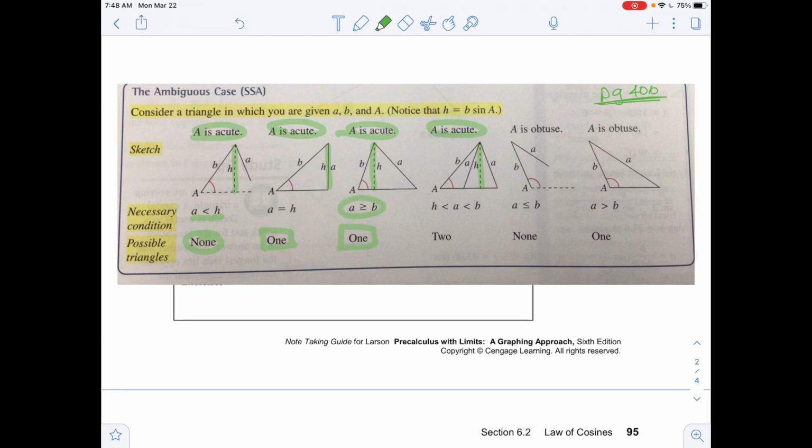Now, if the height is less than both options for side A and side B, there's going to be 2 solutions. And we'll talk about what that means in just a minute.